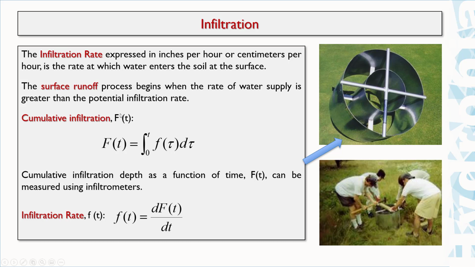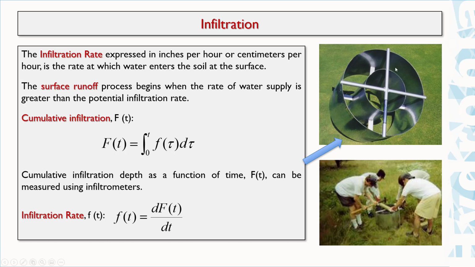Okay, the cumulative infiltration, the notation that we are going to use is this capital F as a function of time. Capital F as a function of time is going to be the integral between 0 and t of this lowercase f as a function of tau, d tau, where tau is a dummy variable of integration. But this is the infiltration rate, because the infiltration rate, by definition, is the derivative of the cumulative infiltration with respect to time.